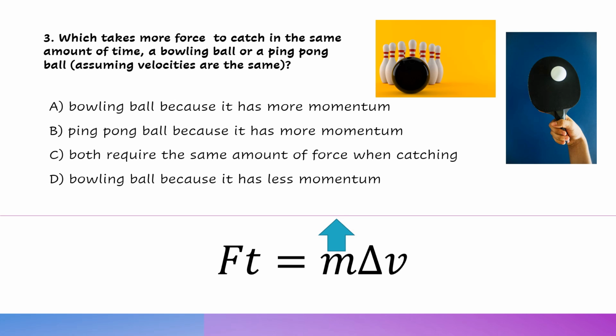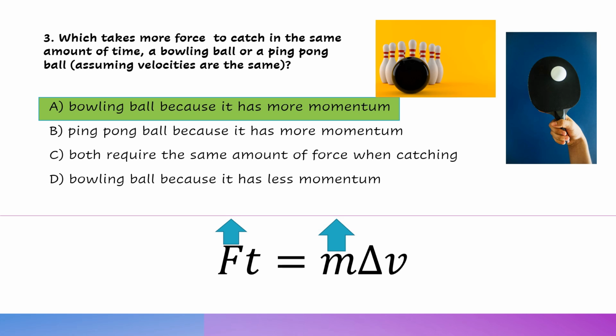An increase in the right side of the equation results in an increase in the left side of the equation. The left side of the equation consists of two variables, force and time. Since we are told that the time taken to stop the ping pong ball and the bowling ball are the same, it is the force that must increase. So our answer to this question is A. The bowling ball takes more force to catch in the same amount of time because it has more momentum as it has a greater mass.